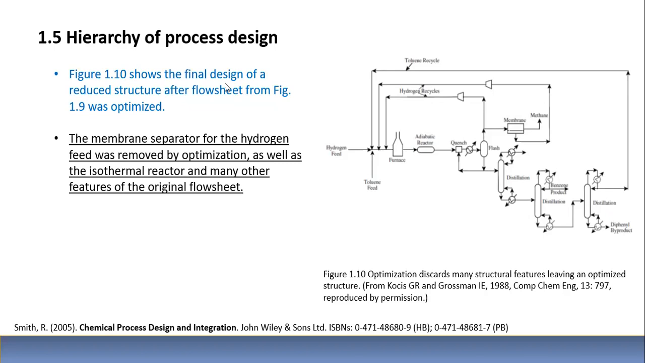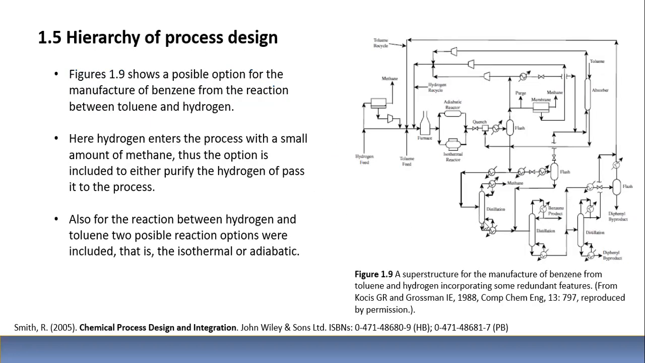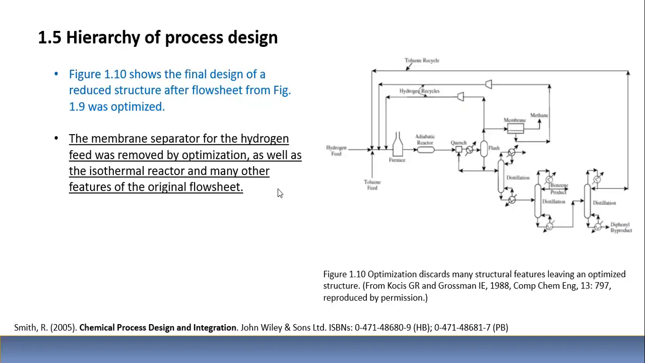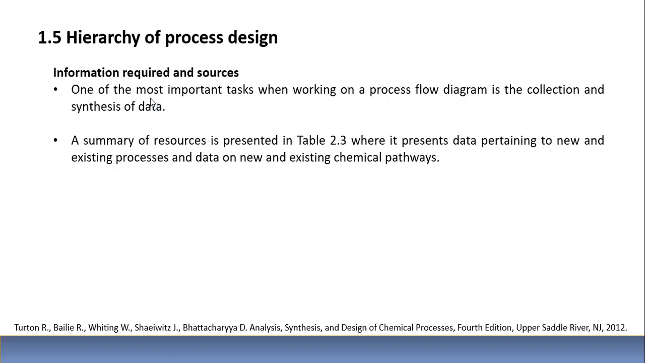Aquí nos dice Figure 1.10 shows the final design of a reduced structure after the flow sheet from Figure 1.9 después de que este dibujo fue optimizado. The membrane separation for the hydrogen feed was removed by optimization, as well as the isothermal reaction and many other features of the original flow sheet.